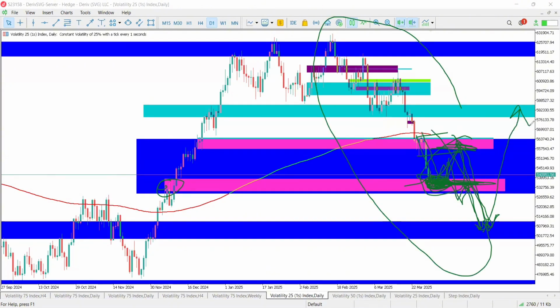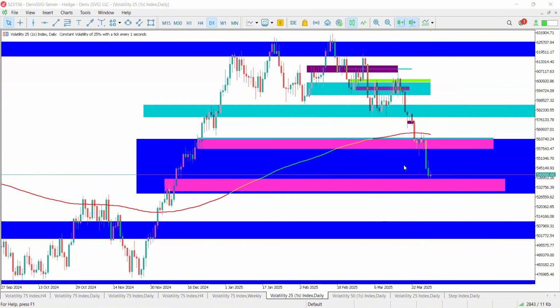Remember the bigger picture. We have a monthly neckline that we want to react, so that we see whether we go down lower or continue higher. Those of you who trade V25 1s, that's exactly what we're looking out for.